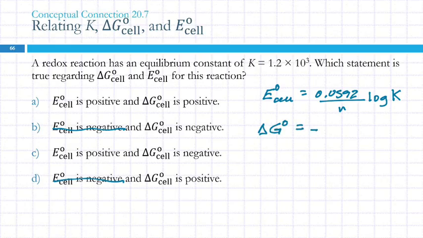And then for delta G, delta G was equal to negative RT natural log of K. R and T are both positive numbers. Natural log of K, positive or negative? Well, if you're not sure, calculate it. It's plus 7. So all of these are positives multiplied by negative. So what's the sign of delta G? Negative.